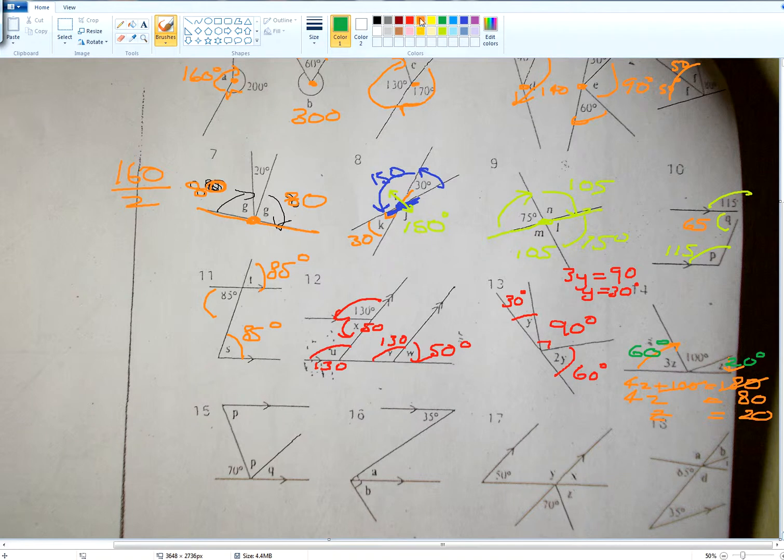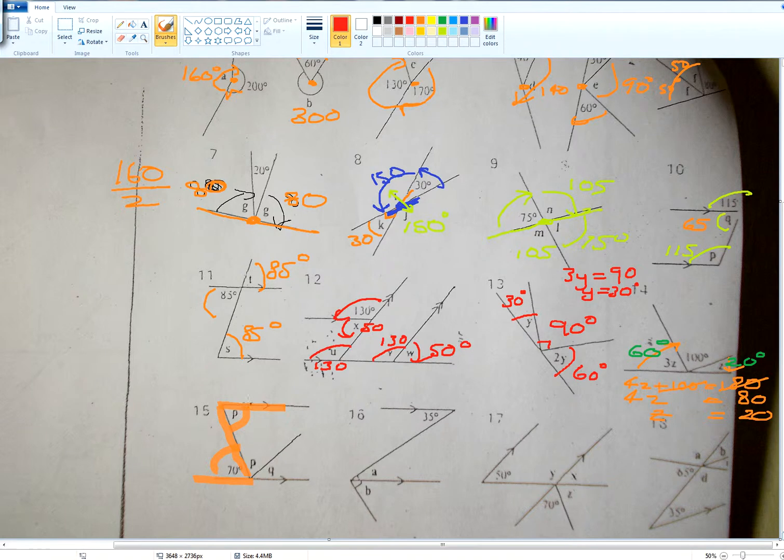Okay, here we go. What shape do we make here? So we make a Z shape. Here's a Z shape. Parallel lines. So this 70 is equal to that 70. A Z shape. So P is equal to that. What is it? 70.